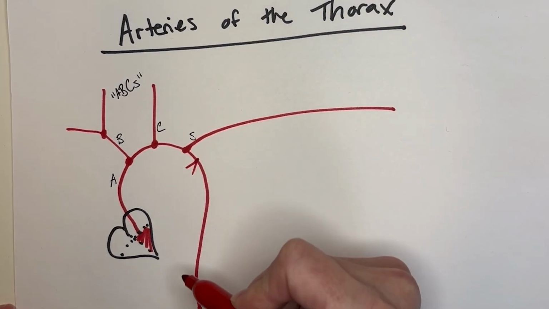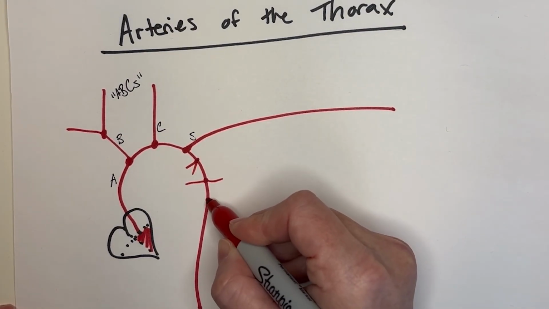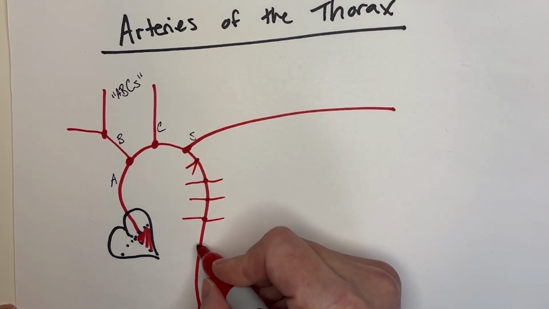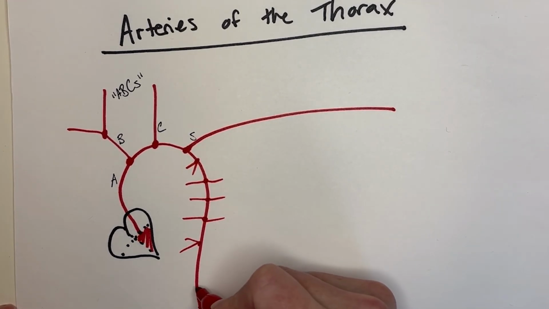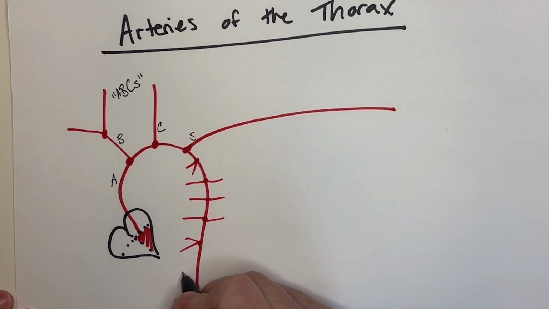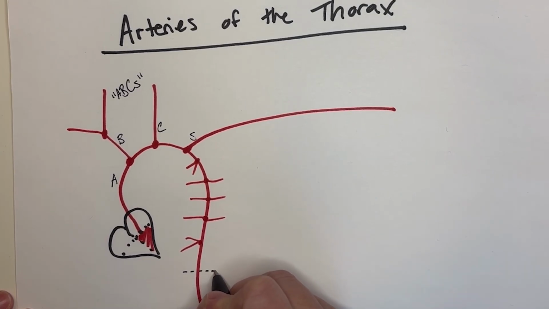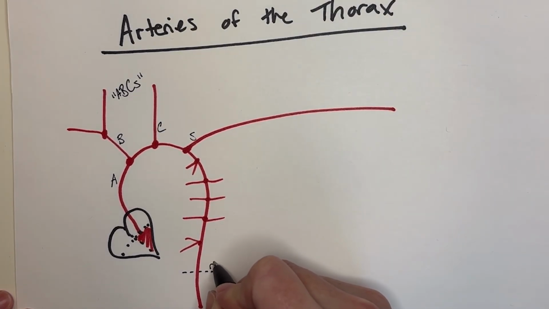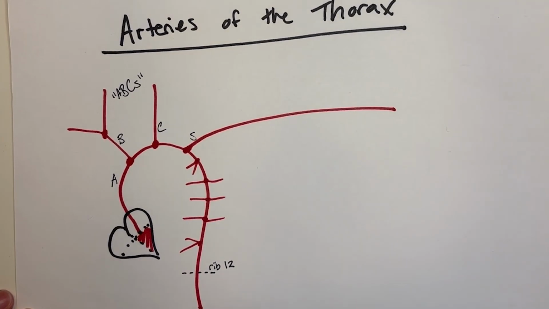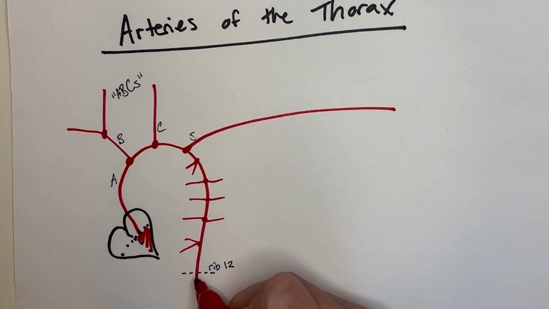Coming off the aorta, we're going to first draw a little fork branch, just a couple pairs of branches, and one more little fork. These are the branches as they come off the descending aorta before we cross down past the ribs. Past that rib number 12, we're going to draw in one more branch.